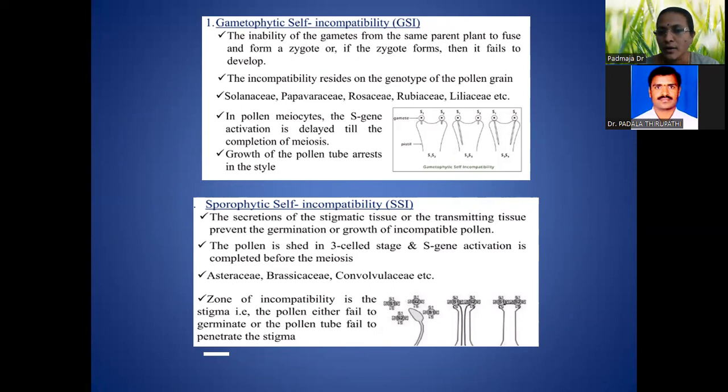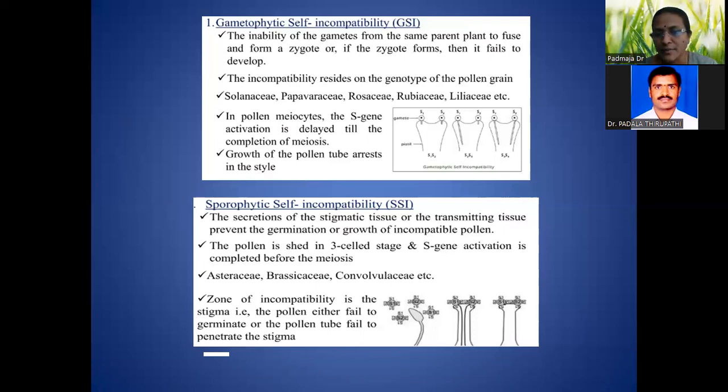Why are they not forming the embryo? What may be the reason? That means multiple alleles are involved, and these alleles are not helping the fusion. So in members like Solanaceae, Papaver, Rosaceae, Rubiaceae, and Liliaceae, in the pollen meiocyte, the S gene activation is delayed till the completion of meiosis. The growth of the pollen tube arrests in the style.